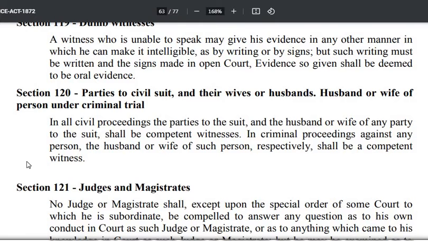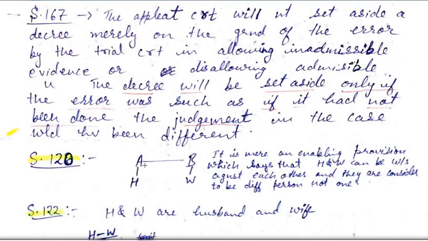If you see again, in all civil proceedings the parties to the suit. अब दो चीजें कह रहे हैं. In civil proceedings, मान लो there is a suit between A and B, then can A be a witness? Can B be a witness? यहाँ husband and wife की बात नहीं हो रही. The first part is talking generally about the parties. The answer is yes.